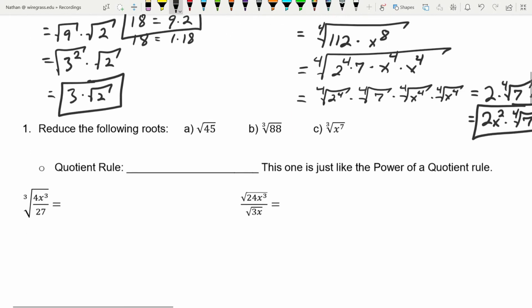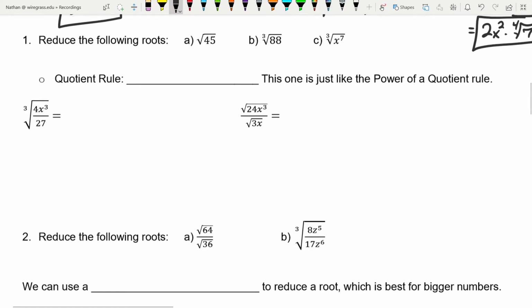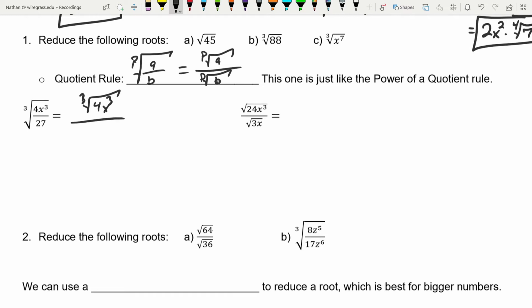Okay, another rule that we have in radicals is the quotient rule. And very similarly to the product rule, if we have a radical over a fraction, we can split it up over the fraction, the top and the bottom. All right, now doing this for this first one, I've got 4x cubed, and hopefully you can see, well, x cubed and the cube root will cancel, and 27 just happens to be 3 cubed.